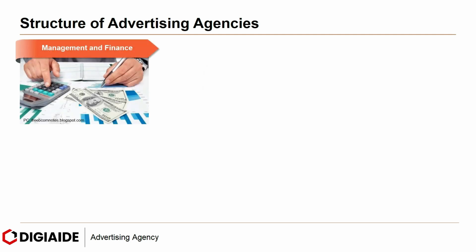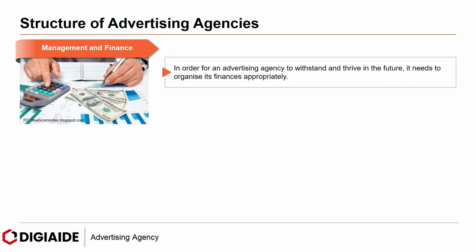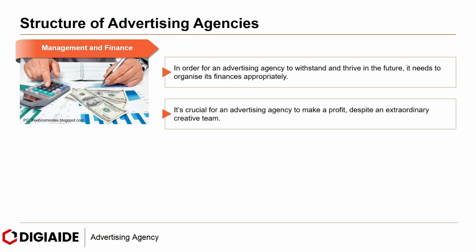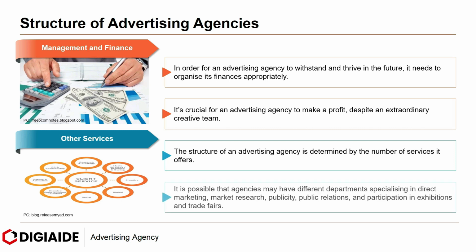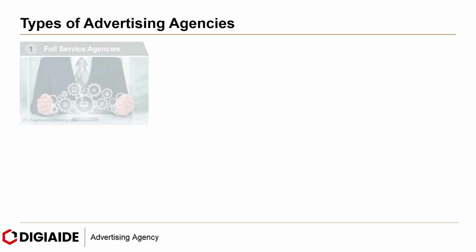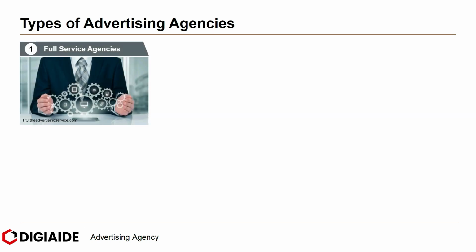Next, management and finance. In order for an advertising agency to withstand and thrive in the future, it needs to organize its finances appropriately. It's crucial for an agency to make profit despite an extraordinary creative team. Next, other services. The structure of an advertising agency is determined by the number of services it offers. It is possible that agencies may have different departments specializing in direct marketing, marketing research, publicity, PR, and participation in exhibitions and trade fairs.